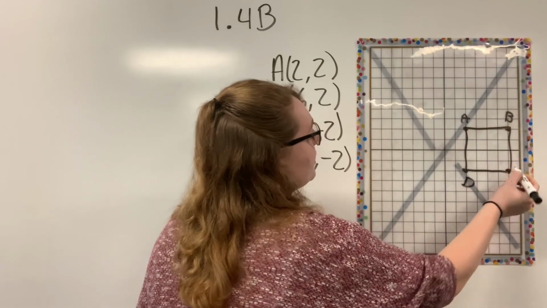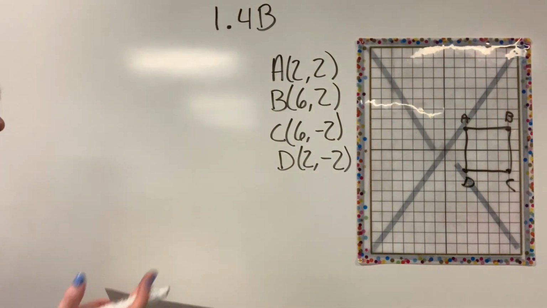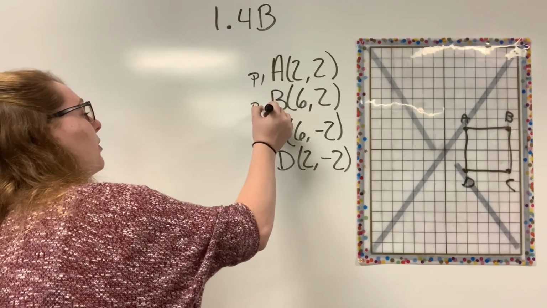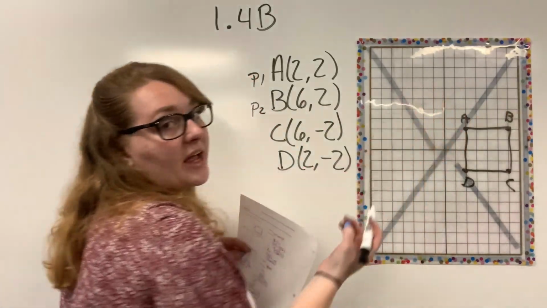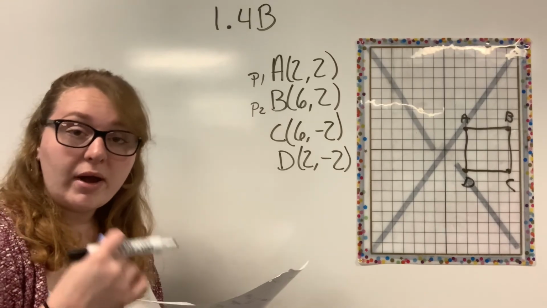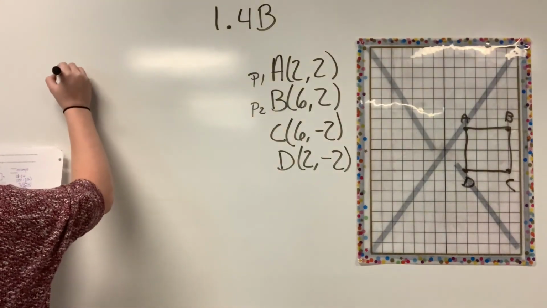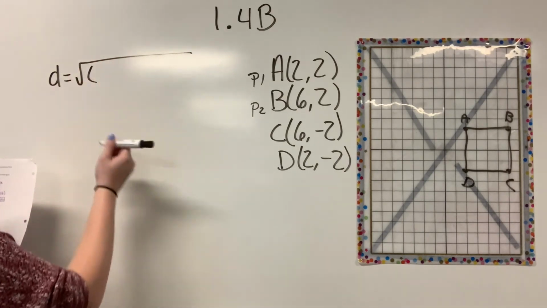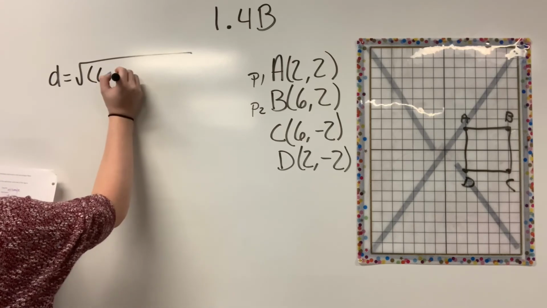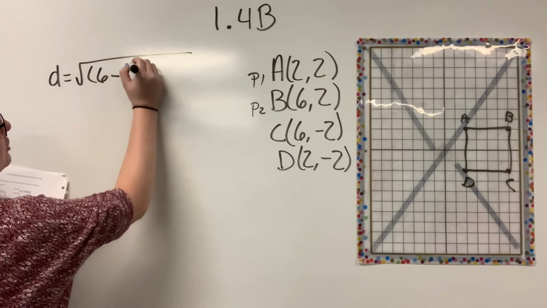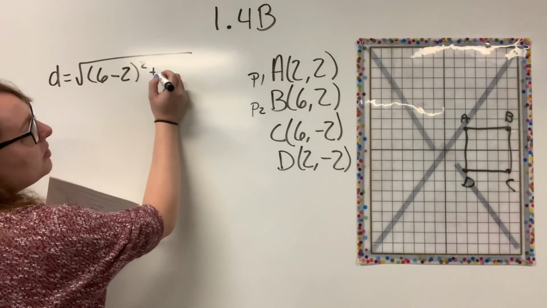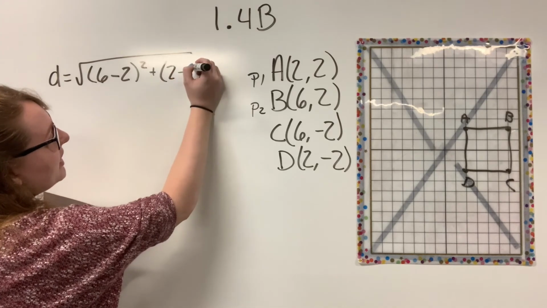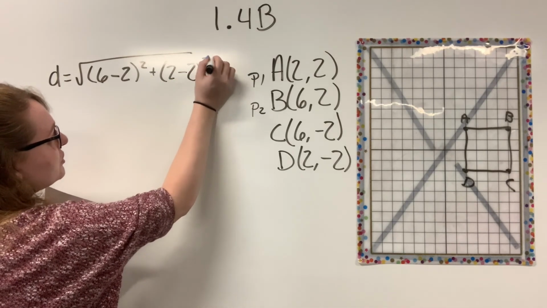And this one looks like a square too, but remember that last one turned out to be a rectangle, so we have to do the math. I'm gonna make A our point 1 and B our point 2. I'm gonna do the top and one of the sides. That's the quickest way to see, is it a square or is it a rectangle? So we're gonna bring up our friend, the distance formula. We have our x2, which is 6, minus our x1, which is 2, squared, plus our y2, which is 2, minus our y1, which is also 2, squared.